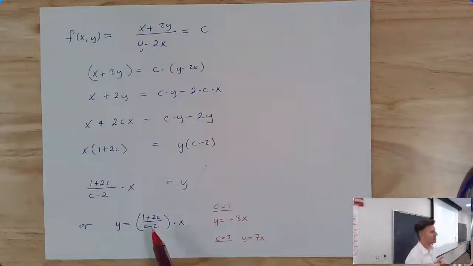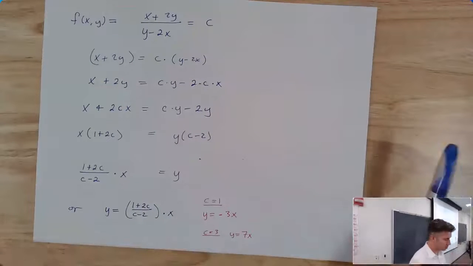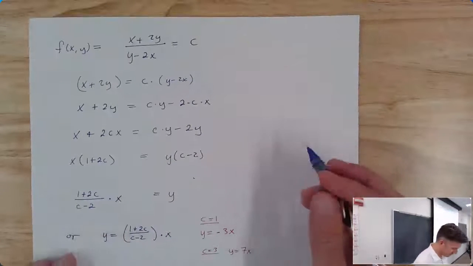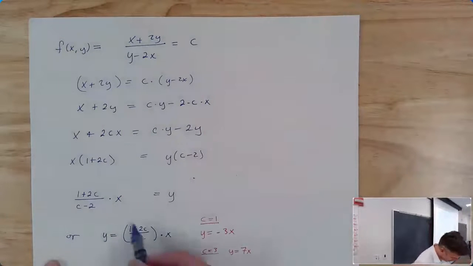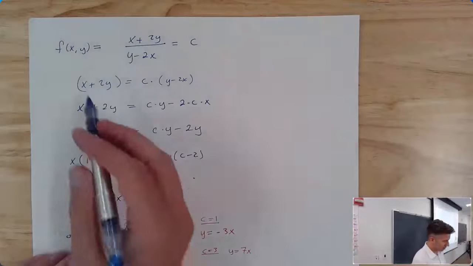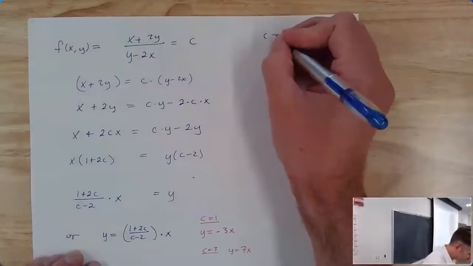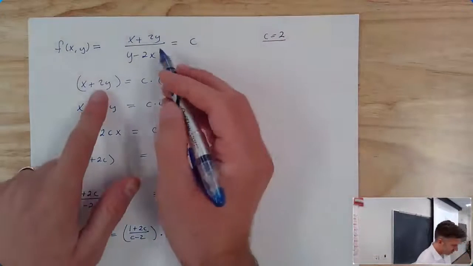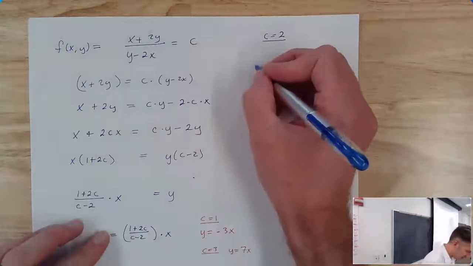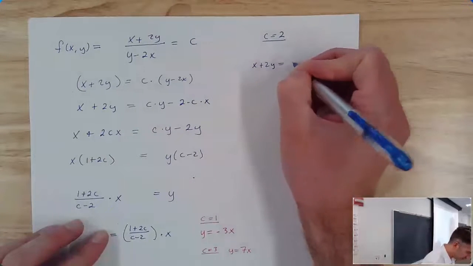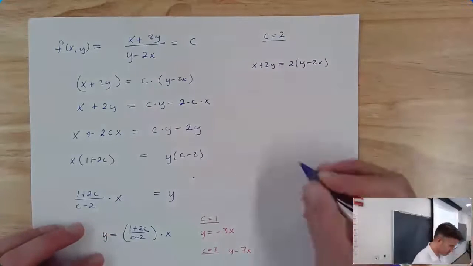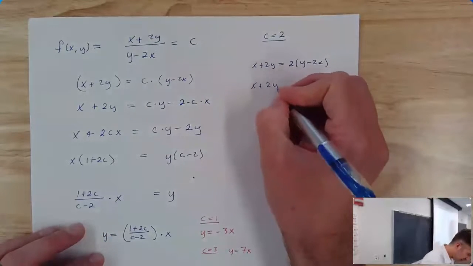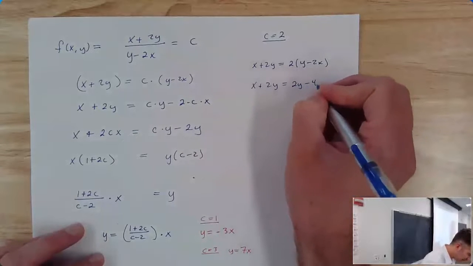So you can't really just say that you're for sure going to get that by plugging in c equals 2. So let's go back to the beginning real quick just to see what happens if c is equal to 2. So you're totally right. c can be anything, but c equal to 2 is a problem here. So I'm going to go back to the beginning. Say, okay, well, if I had c equal to 2, well, this first step is okay. So let's say I have x plus 2y equal to 2 times y minus 2x. And check out what happens. We have x plus 2y equal to 2y minus 4x.